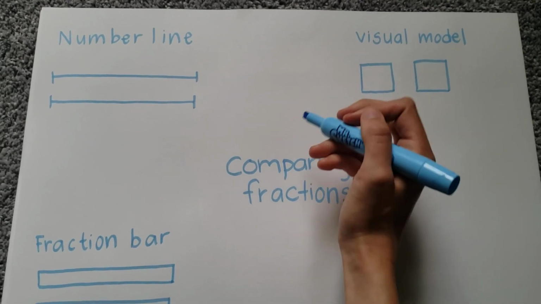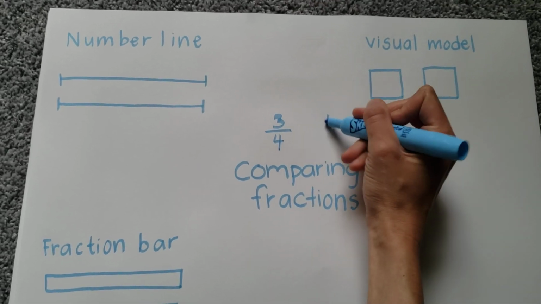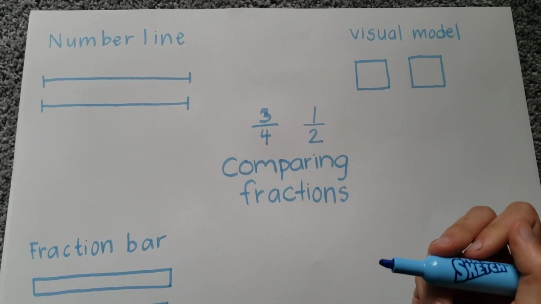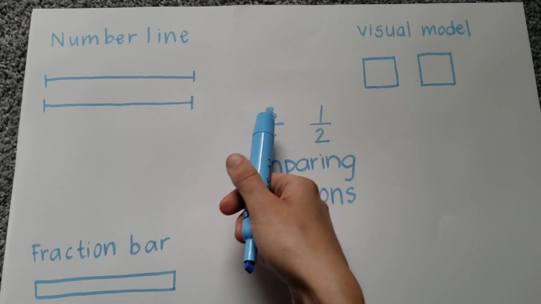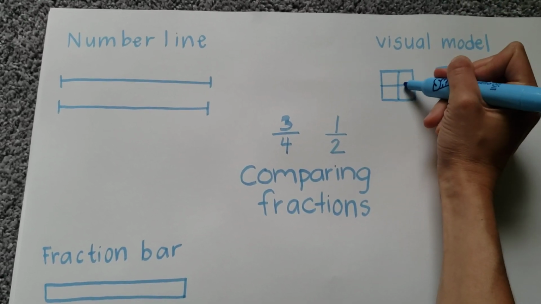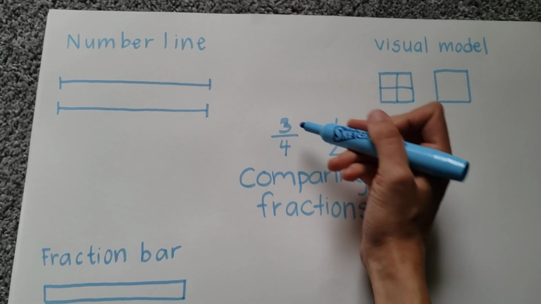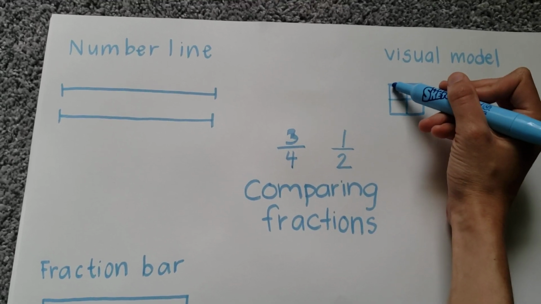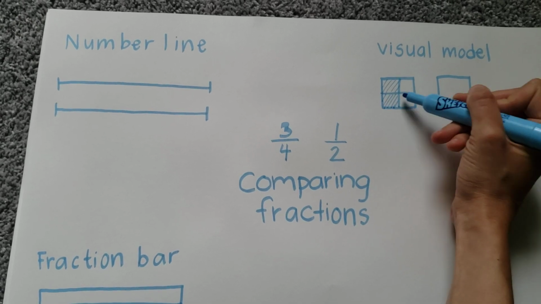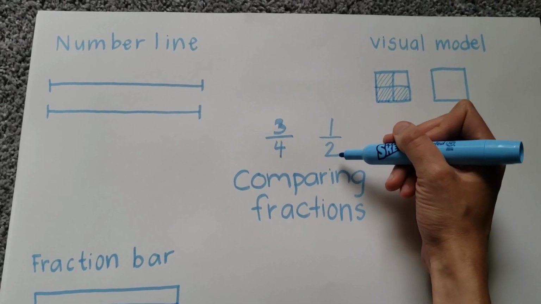Today we're going to compare the fraction 3 out of 4 and 1 out of 2, or 3/4 and 1/2. Let's start with the visual model. The first fraction is 3/4, so I'm going to break my visual model into 4 parts. I want the parts to be equal, and I did 4 parts because I see 4 in the denominator. 3 out of 4 parts are going to be colored in. So I'm going to shade 1/4, 2/4, 3/4.